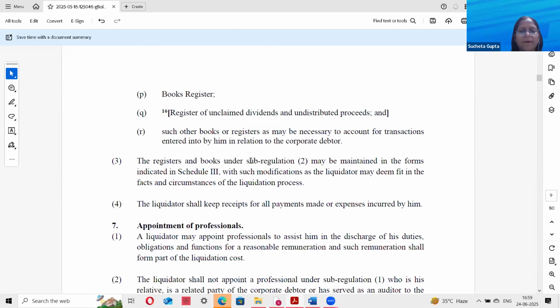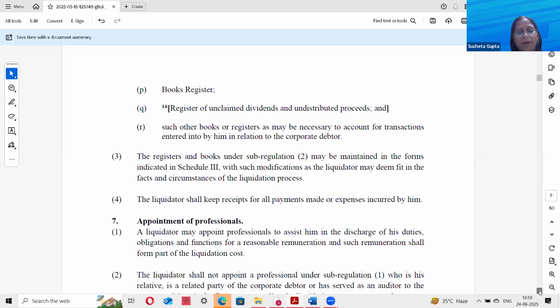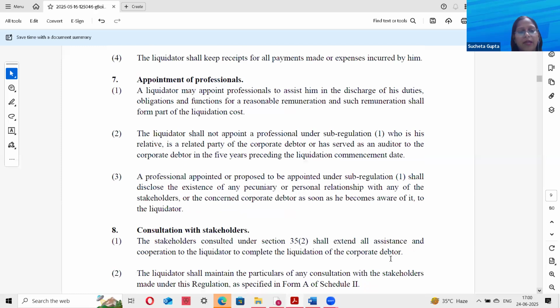The registers and books under sub-regulation 2 may be maintained in the forms indicated in Schedule 3 with such modifications as the liquidator may deem fit in the facts and circumstances of the liquidation process. The liquidator shall keep receipt of all the payments made or expenses incurred by him. Now, appointment of the professionals. The liquidator may appoint professionals to assist him in discharge of his duties, obligations, and functions.